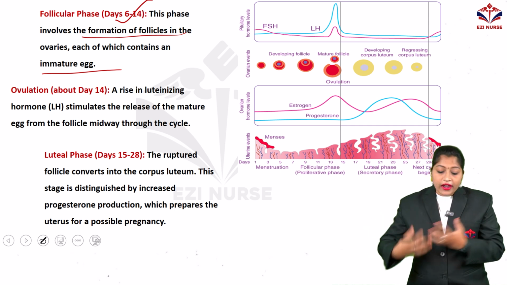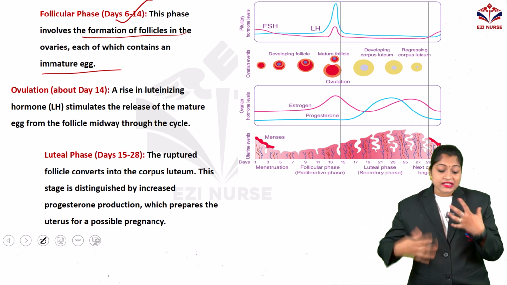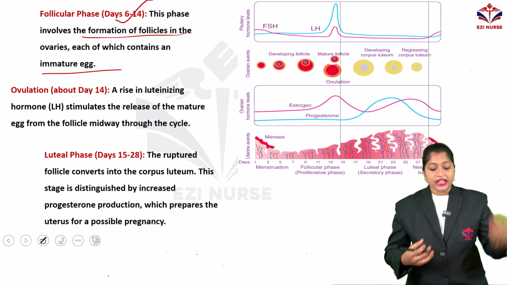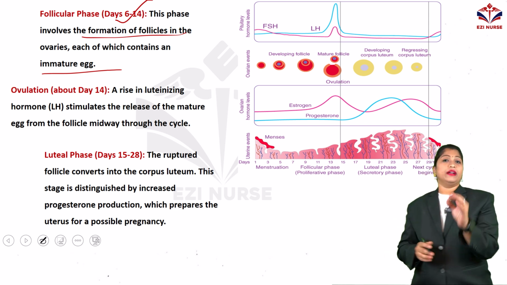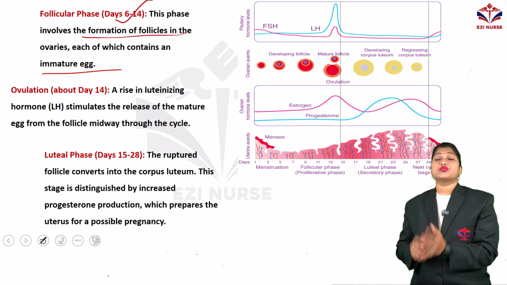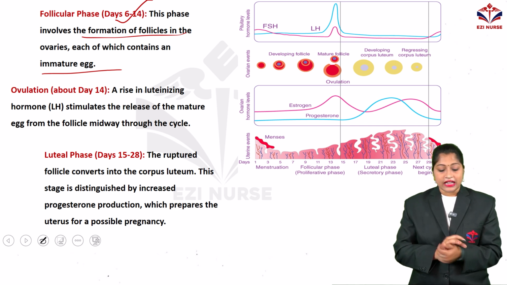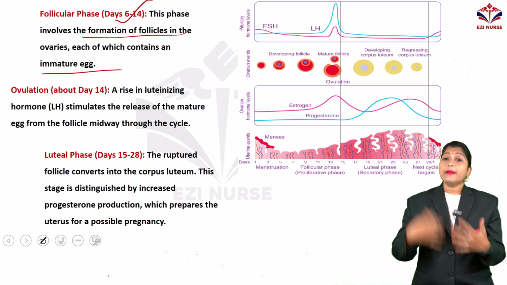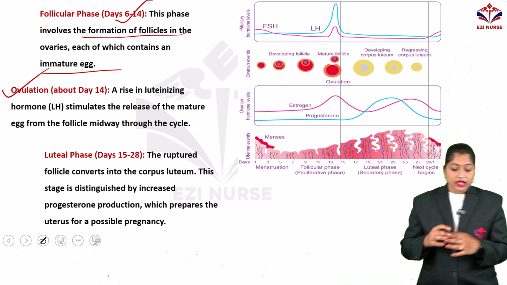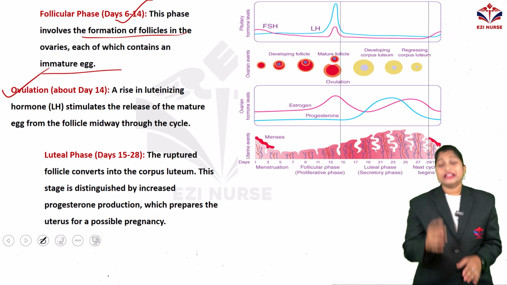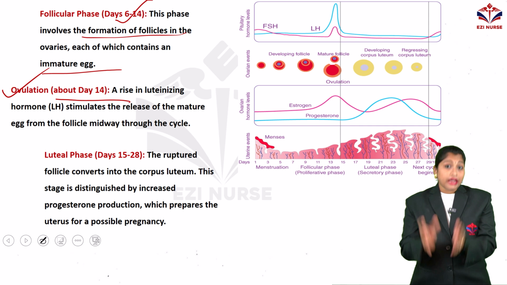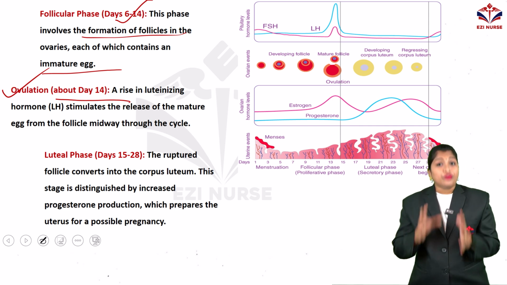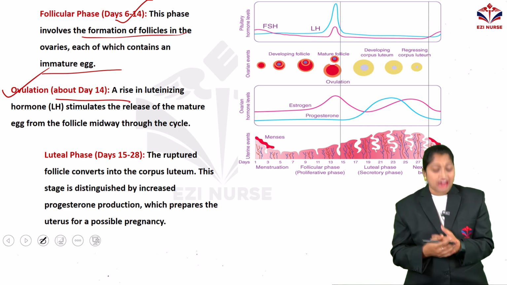Each follicle contains an immature egg, and the formation of the follicles takes place from the 6th to the 14th day of the menstrual cycle, that is the follicular phase. Coming to your third phase, the ovulation phase. It is usually about the 14th day. Usually it is about the 14th day that ovulation can occur.